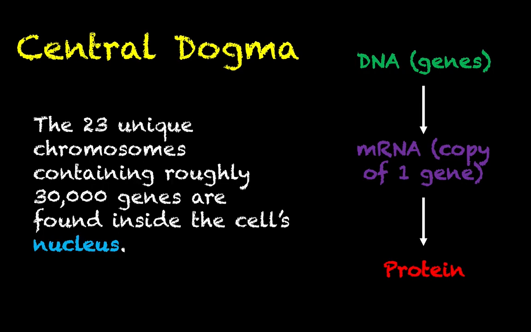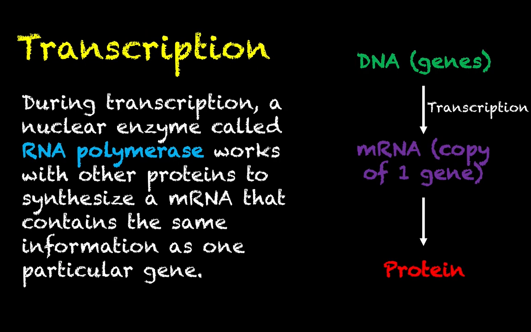So I mentioned that we have 23 unique types of chromosomes, 46 in total because we've got 2 copies of each, one from mom and one from dad. Across all 23 chromosomes, there are roughly 30,000 genes, and these chromosomes are found inside of the cell's nucleus. So the first step in making a protein is transcription.